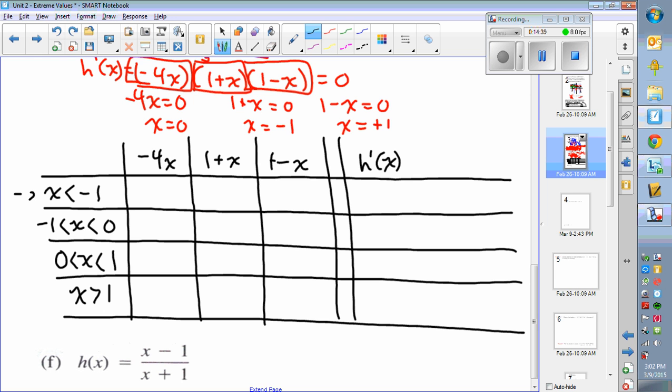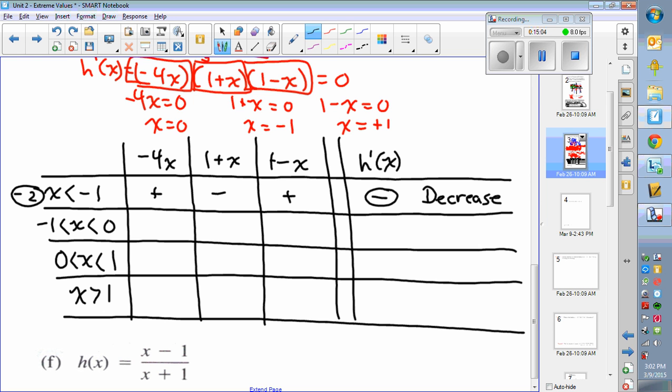Choose any number less than -1. I'll choose -2. -2 times -4 is a positive. 1 plus -2 is a negative. 1 minus -2 is a positive. This whole thing is a negative, so that's a decreasing interval.